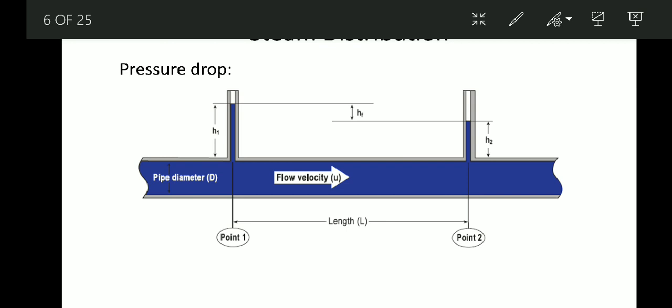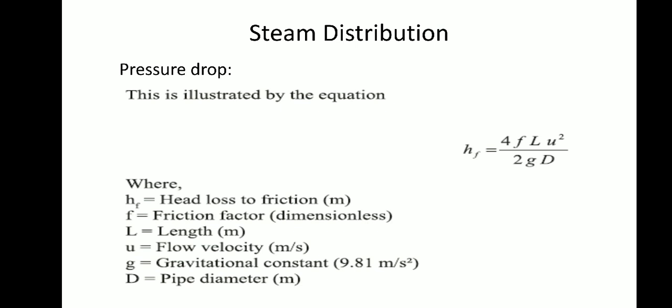Then the pressure drop. The diagram shows a pipeline in between two stages, point 1 and point 2. The head at point 1 is H1 and the head at point 2 is H2. In between, along the length of the pipe, there is a pressure loss due to friction, which is hf. The hf is given by the Darcy-Weisbach equation, which is 4fLU² divided by 2gD, where f is the friction factor, L is the length of tube, U is the velocity, g is the gravitational constant, and D is the diameter of the tube.